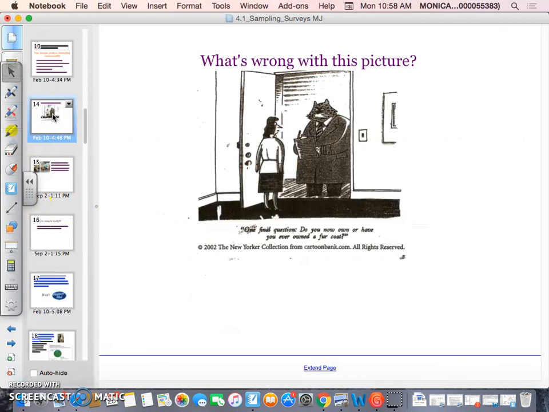So this is an example of what's wrong with this picture. We got a cat coming to the door asking, do you or have you ever owned a fur coat? So obviously this person might not say the truth because, you know, a cat has a fur coat.